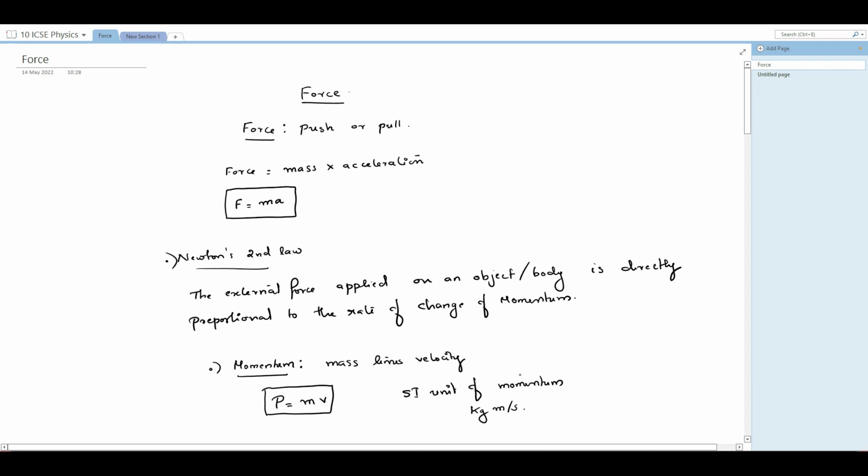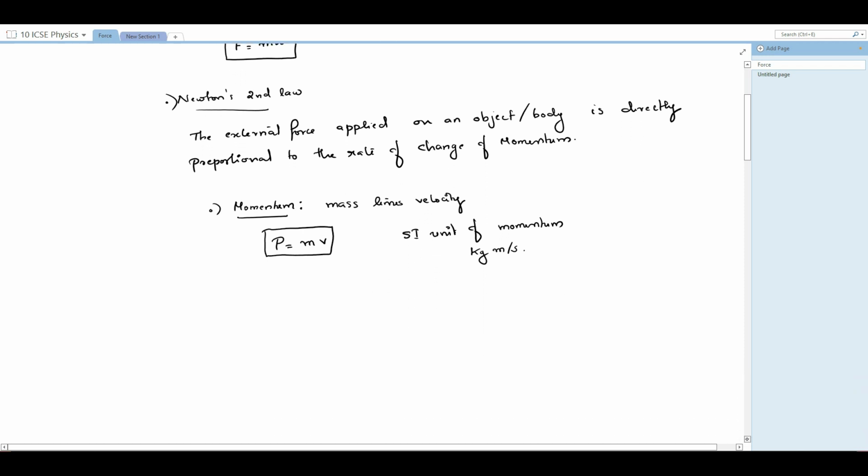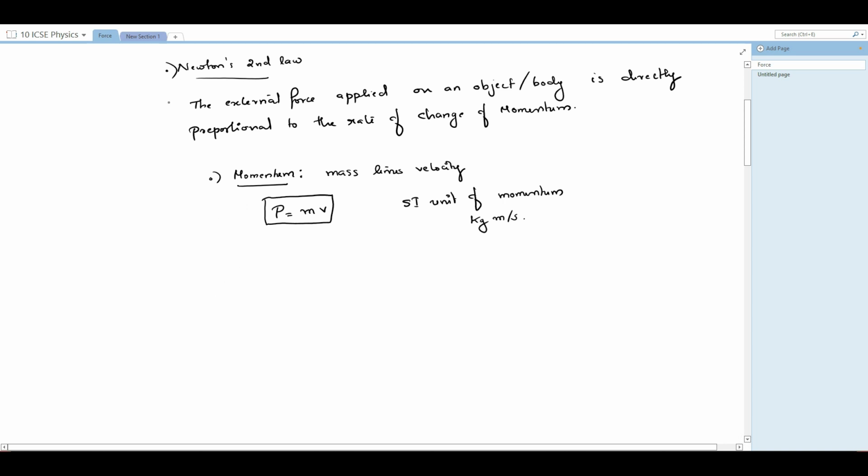Coming back to Newton's second law, how can we write this as a mathematical expression? F is directly proportional to the rate of change of momentum. So F is directly proportional to dp upon dt, or you may not know what d is here, so we can write F is directly proportional to delta p divided by delta t. This d means differential, that you don't have to worry about now.